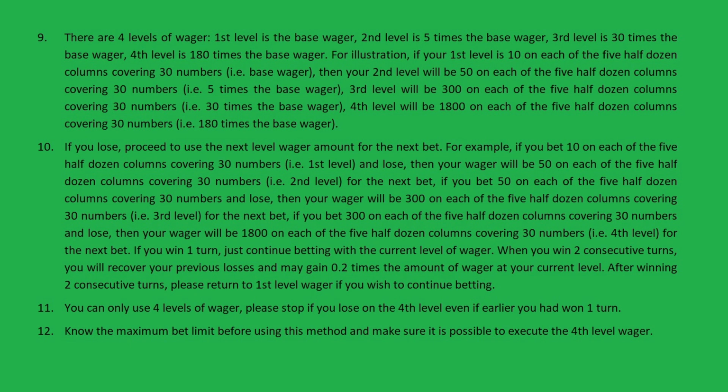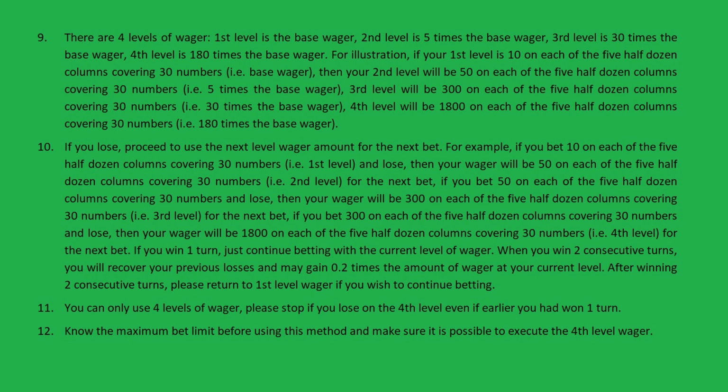For the next bet, if you bet 300 on each of the 5 half dozen columns covering 30 numbers and lose, then your wager will be 1,800 on each of the 5 half dozen columns covering 30 numbers, i.e. fourth level, for the next bet. If you win 1 turn, just continue betting with the current level of wager.